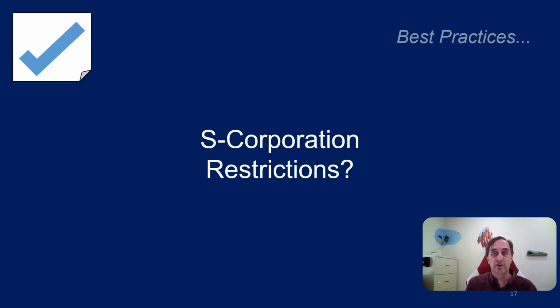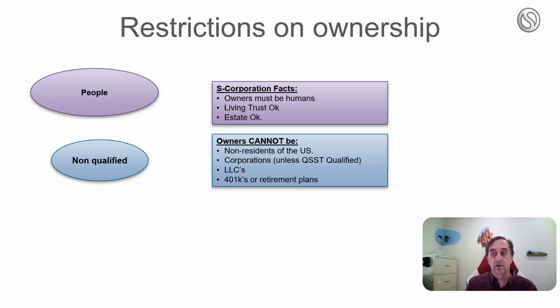Are there some restrictions to your S corporation? Certainly. Your S corporation generally has to be owned by people. Owners must be humans. A living trust is okay because it simply passes the income through to its owner. I do this on my return.